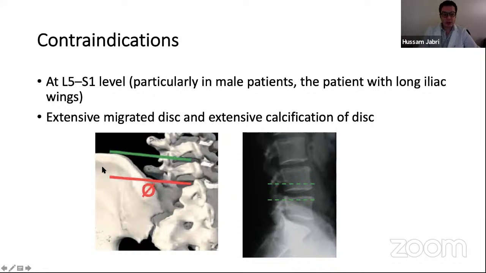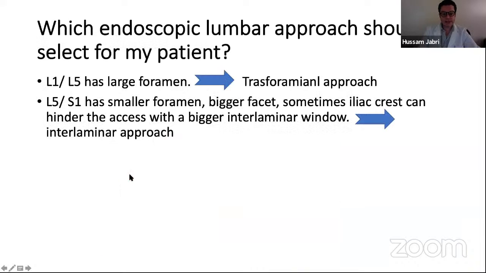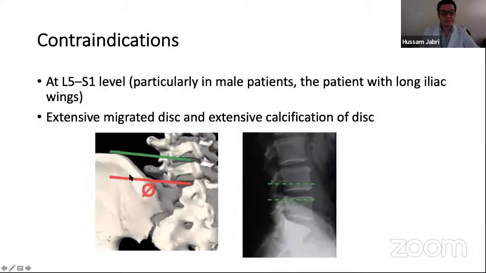But also we can go trans-iliac crest, which was published about 7 years ago, and you can still approach this disc using the trans-iliac crest. So it is a relative contraindication. Extensive migration can also be an issue, but again, if the disc has migrated up, we can go translaminar. So it is a relative contraindication in the beginning of the surgery, where the surgeon is on the learning curve.